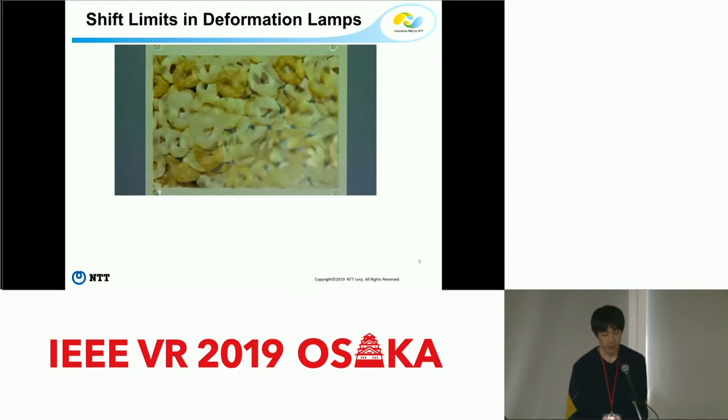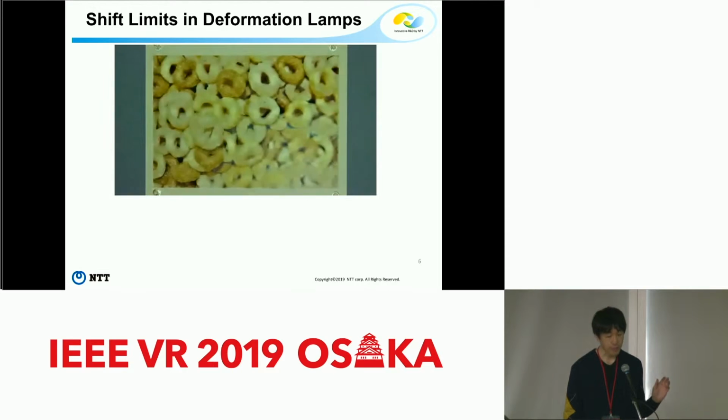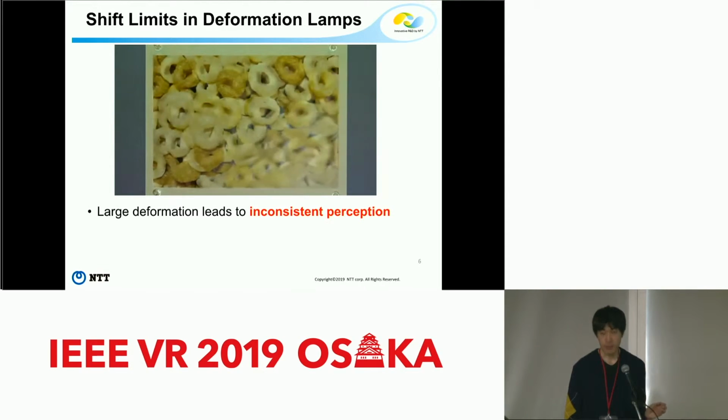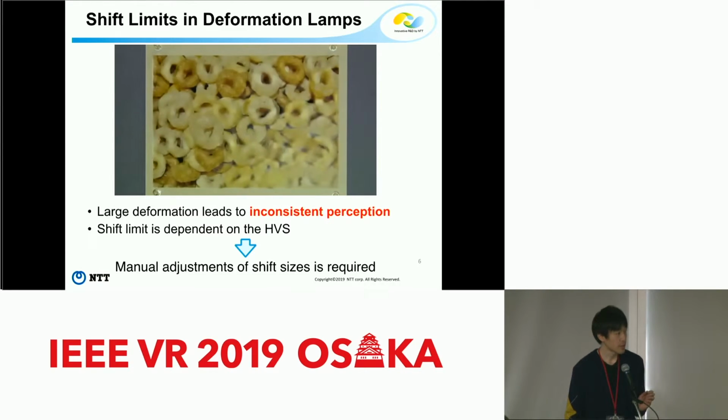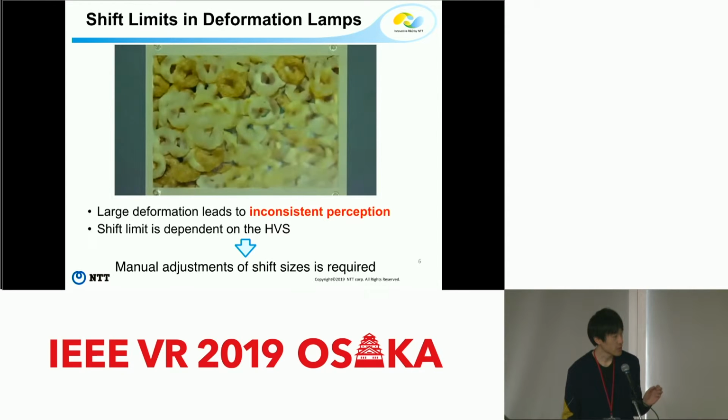However, in deformation lamps, there is a limitation in producible apparent shift sizes. So when we try to add too large a motion, like in this example, it produces inconsistent perception. Moreover, because this technique relies on the visual illusion, these shift limits are dependent on the properties of the human visual system. So in order to obtain a good result, somehow we needed to manually adjust the shift sizes.